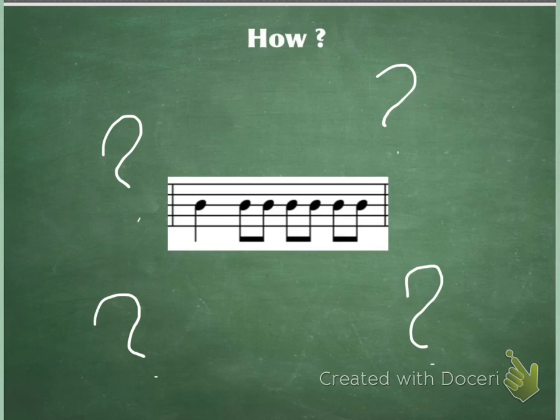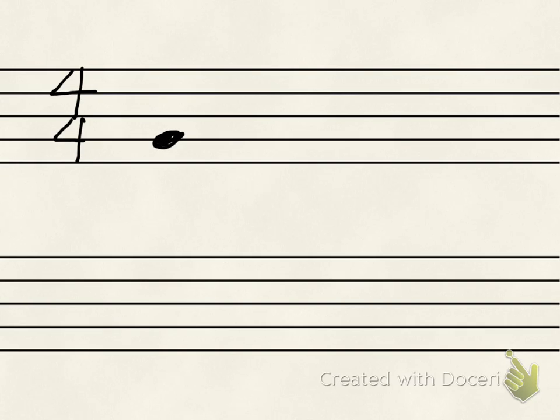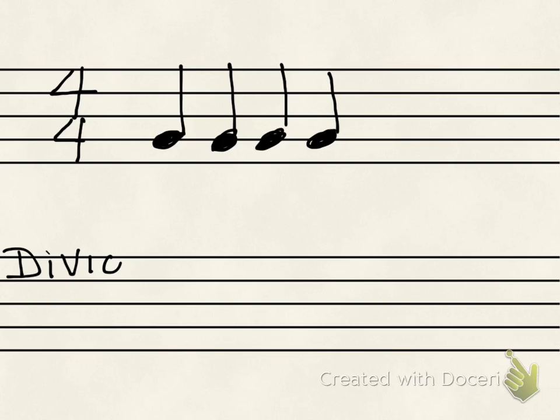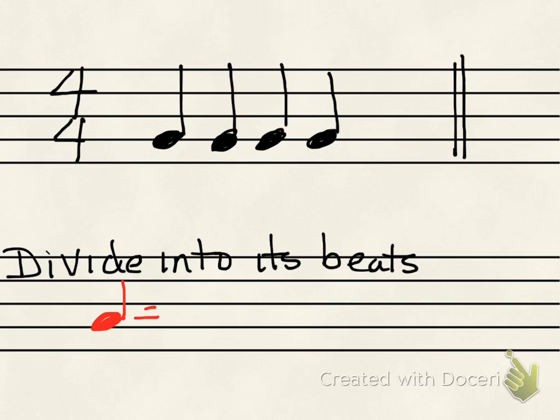But how do we do this? There are several methods available, but we're going to use one that is most commonly used. So, we're given a measure. We're going to divide this measure into its beats. Okay, remembering that the quarter note is equal to one beat.